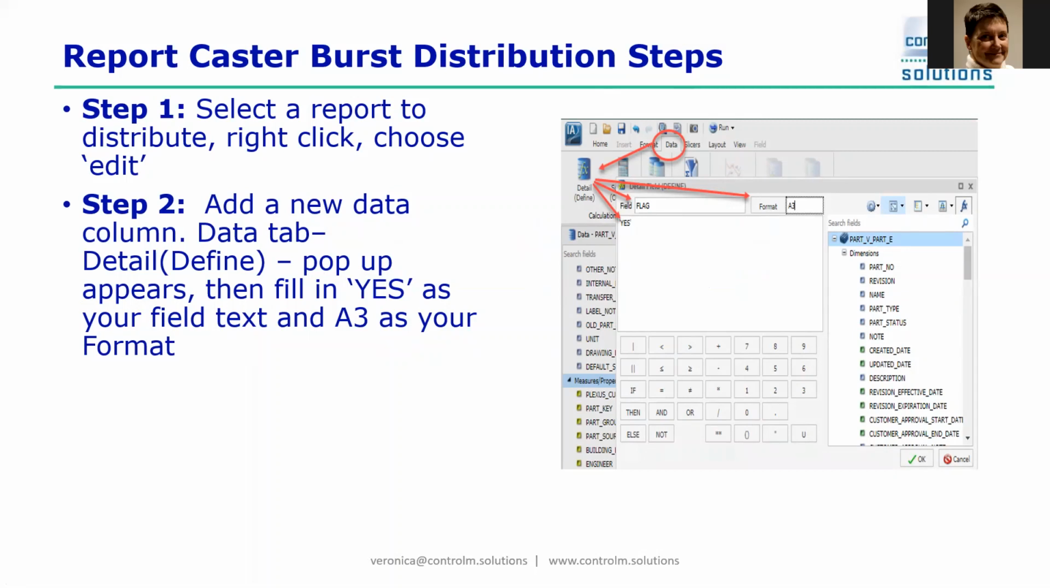Again, it's just whatever you make it, make sure that you have a format that matches. So if I wanted the field to be flag and I wanted to say yes and spell it in 3 letters, I'd have to make sure that my format was A3, which stands for alpha, 3 characters. Again, this is the field that Plex will be looking for in order to only burst when data is available.